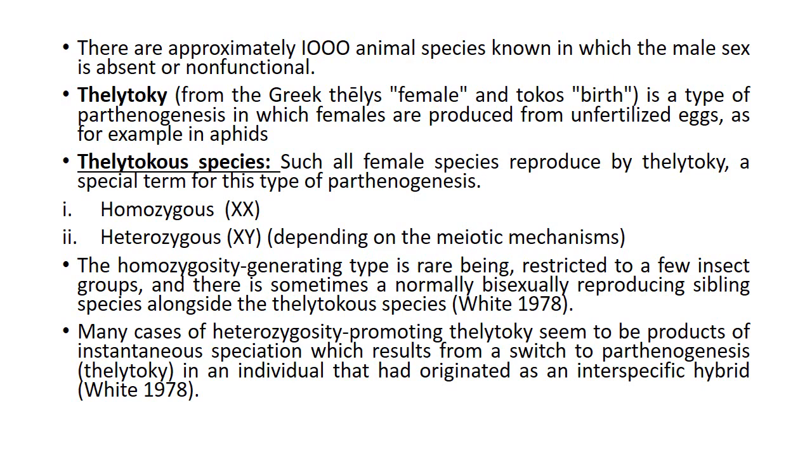As we have previously discussed, asexual organisms are identified on three criteria, that is, morphological discontinuity, their ecological niche, and their evolutionary roles, but we cannot consider the biological or reproductive isolation. Heterozygosity-promoting theletoky, resulting in the production of heterozygous offspring, is the result of certain speciation by switching to parthenogenesis in an individual who has originated from an interspecific hybrid.